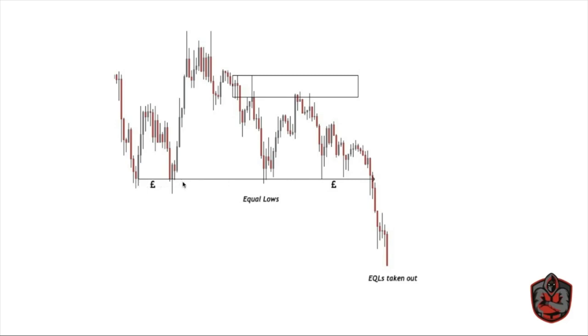Another example is equal lows being taken out. All of this is a support level, right? A retail trader would have bought at this point over here, would have bought right over here, with the stop loss a few pips below. Price starts moving in their direction, comes back to break even. They'll buy again, adding more liquidity to this area, and then boom, the market makers move price even lower to seek all of this liquidity that's been created. Now retail traders have completely been wiped out.